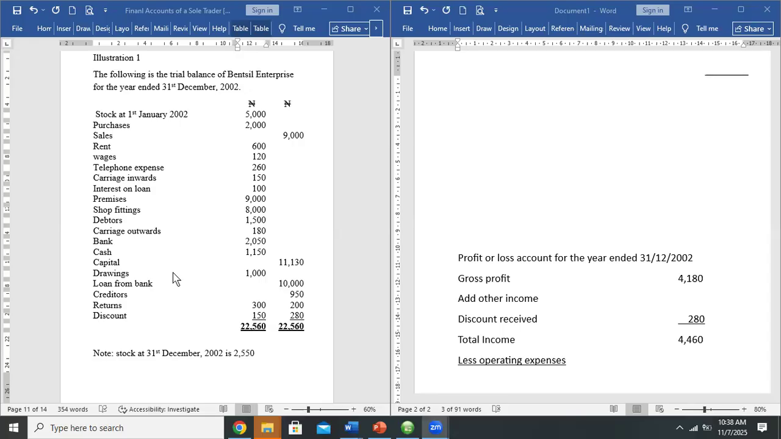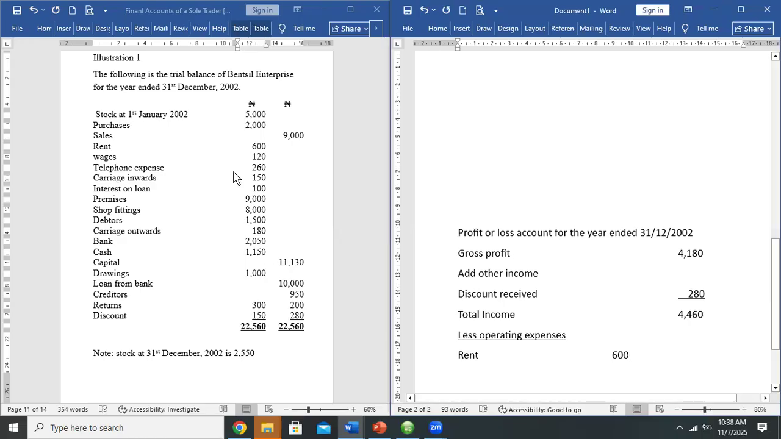Now, I always advise students to start from the top of the question so that they don't miss any expense. Okay, so let's start. This one is stock, right? Stock is not an expense. In fact, it's opening stock and has been used. Purchases, no, it has been used in the trading account. So you see, the first one is what? Rent, 600. So rent, put the figure there, 600.